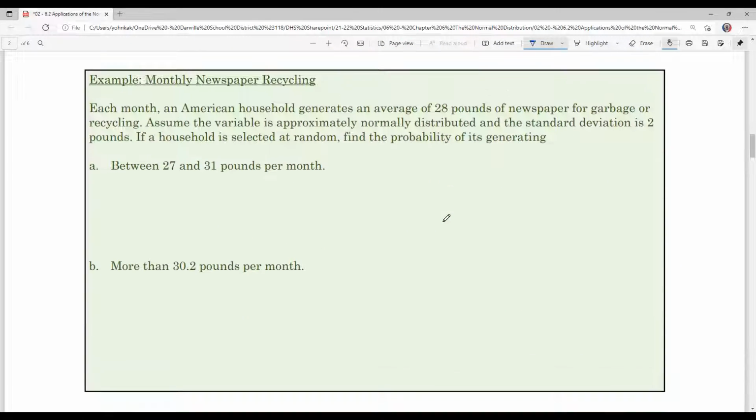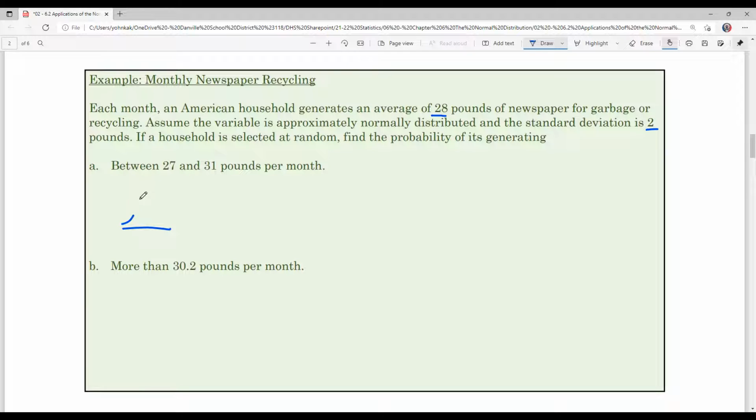Awesome. Let's take a look at another one. This one has to do with newspaper. Each month, an American household generates an average of 28 pounds of newspaper for garbage or recycling. Assume the variable is approximately normally distributed and the standard deviation is 2 pounds. If a household is selected at random, find the probability of its generating between 27 and 31 pounds per month.